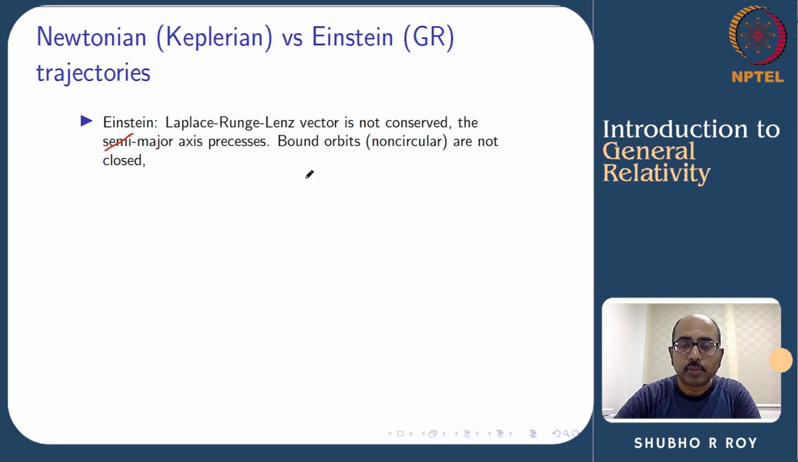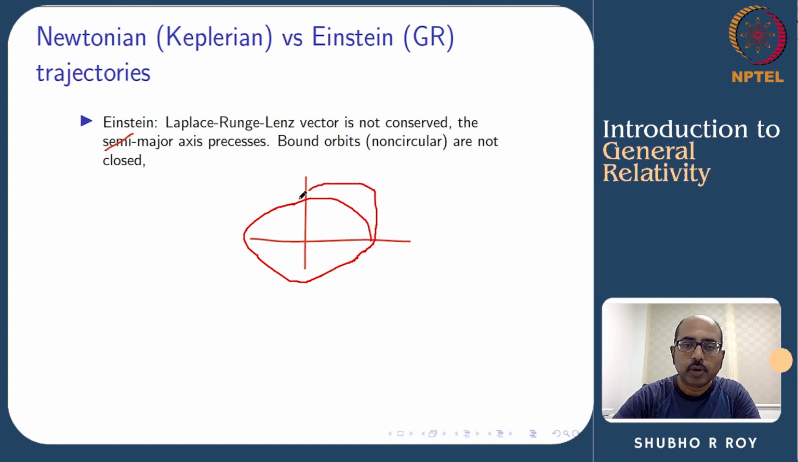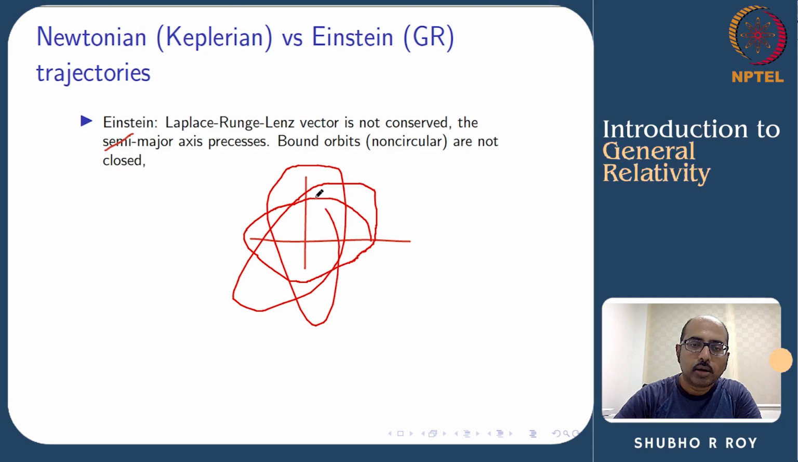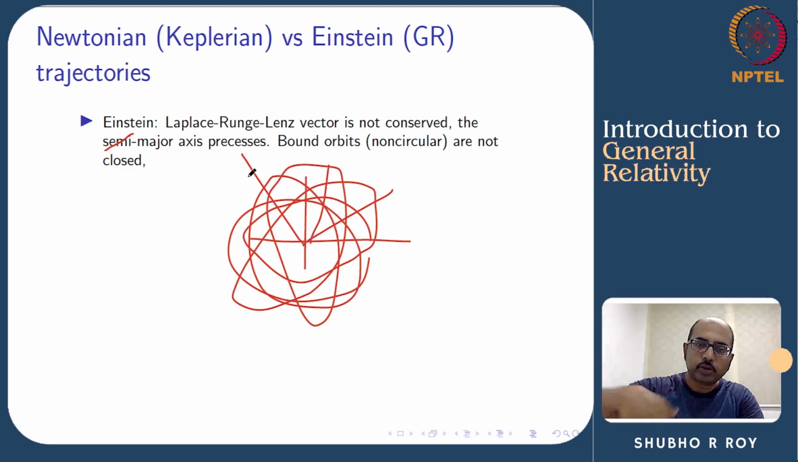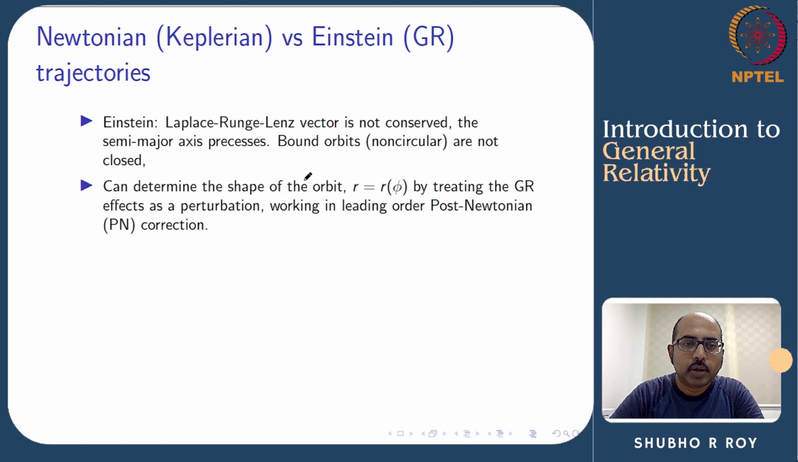So let me just draw what I mean. This is the equatorial plane, and let's say the particle starts rotating. Initially it will be an ellipse, but this ellipse will not close, and the particle will keep making orbits like this. So the orbit is not going to be closed, because the major axis will keep shifting. The whole ellipse will also rotate along with the major axis. So we will demonstrate that.